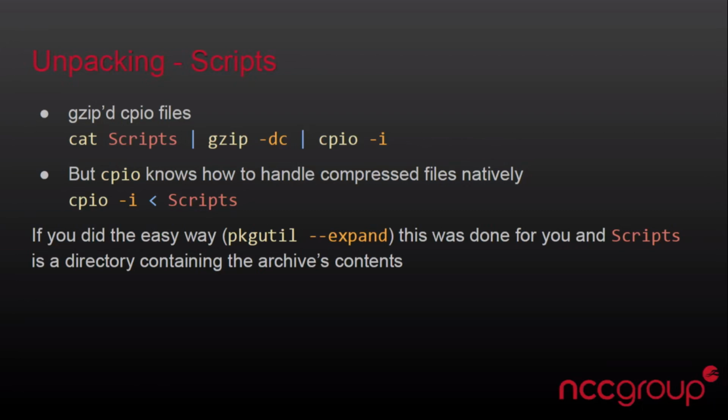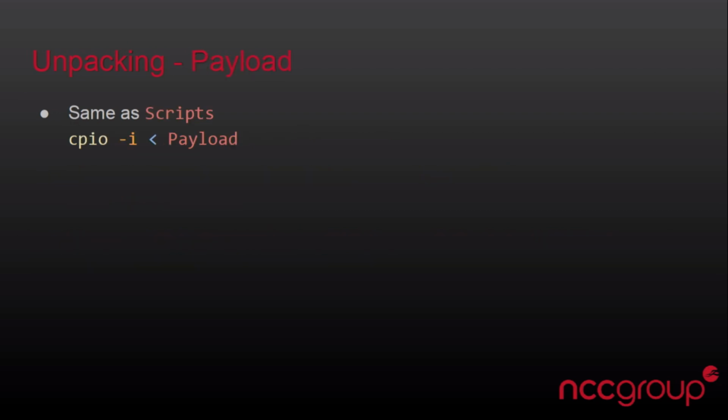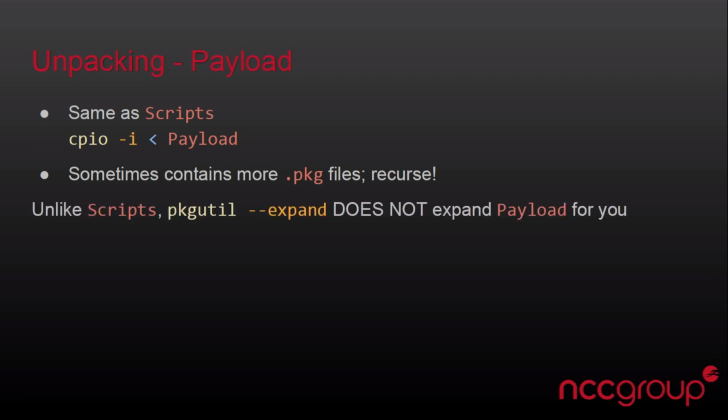If you did it the easy way to begin with, the expand command actually goes ahead and extracts this archive already. And instead of having the scripts object be an archive, it is already a directory with the contents inside of it. You do the same thing as scripts for payload. You go through the cpio command. Sometimes in going through that payload and extracting the files, it has further packages in it. So you just recurse through if you want to find everything that's going to happen during the course of your install. Unlike with scripts though, the package util does not auto expand this, and you do have to go through the manual process of extracting the payload files if you want to see what's going to be installed on the system.